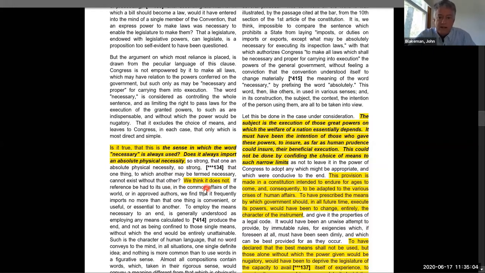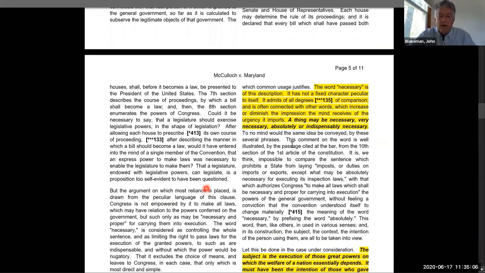And he goes on to say, where are we here? Here we go. A thing may be necessary, very necessary, absolutely, or indispensably necessary. To no mind would the same idea be conveyed by these several phrases. The word necessary is not a fixed character. It admits all degrees of comparison. So Chief Justice Marshall has made it quite clear the word necessary is not narrowly interpreted at all.